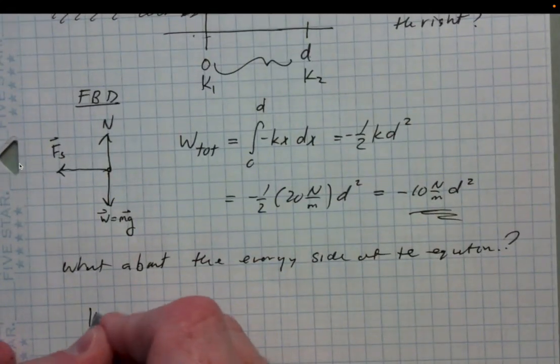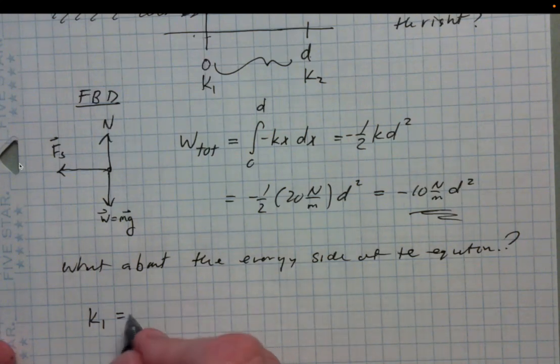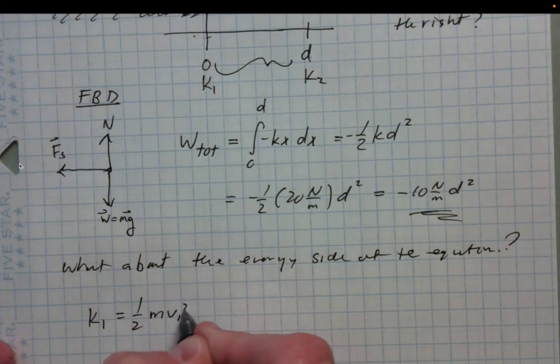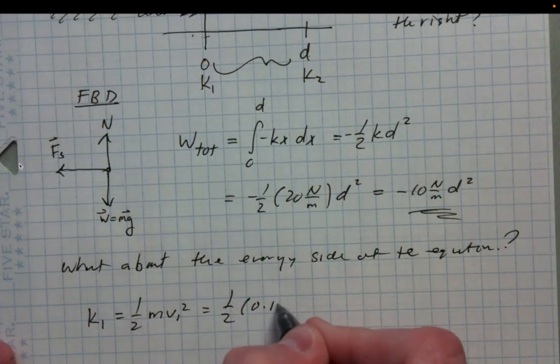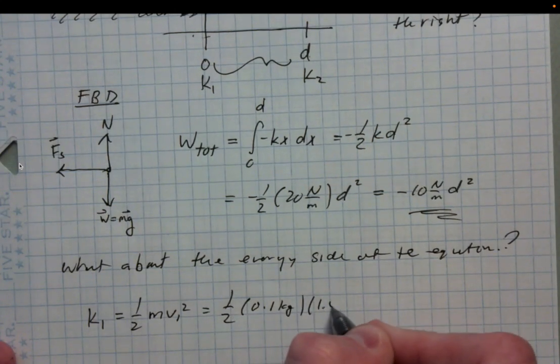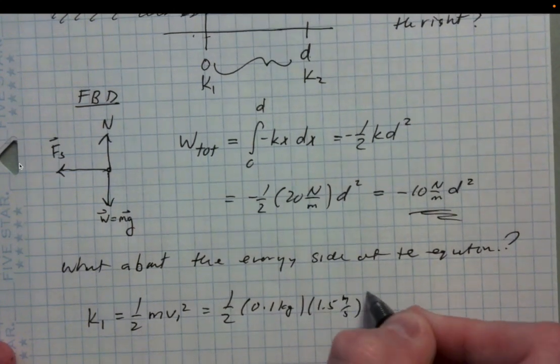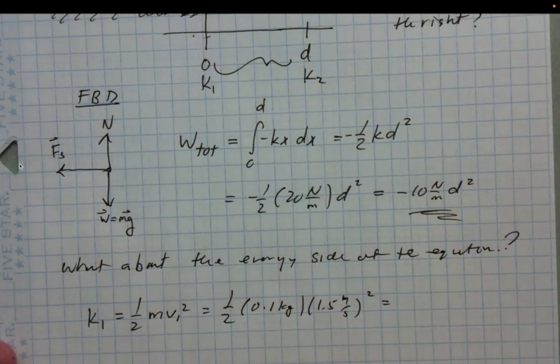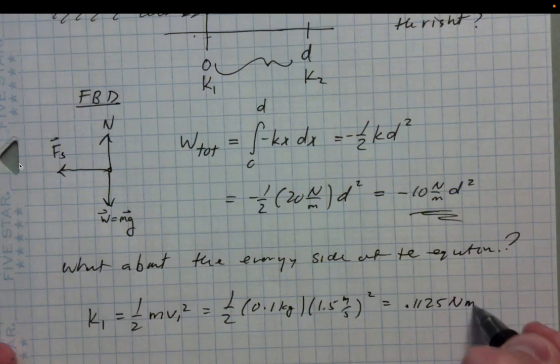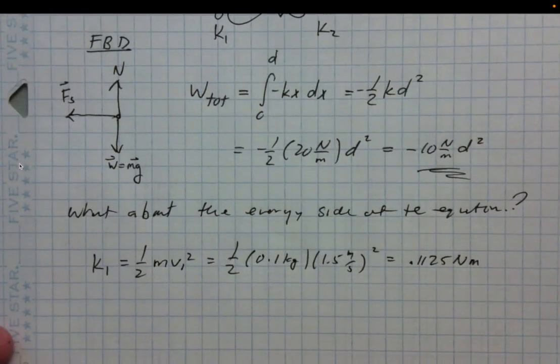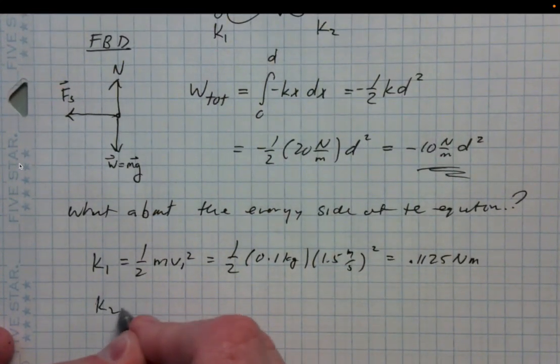So at K1, what's the kinetic energy? Well, it's 1/2 mv1 squared. So 1/2 times the mass, which is 0.1 kilograms, times the velocity, 1.5 meters per second, squared. And so we get 0.1125 Newton meters, or joules. That's K1.